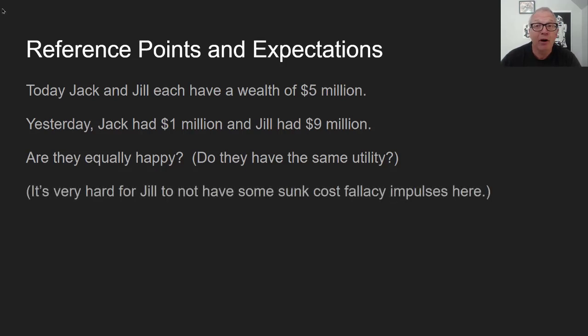And notice it would be very hard for Jill to not have some sunk cost fallacy impulses here, or want to fix it, or want to act in a way that gets her back to her previous state, right? To regain the losses that she's suffered. Whereas Jack is just psyched, and maybe he's going to be reckless. Maybe the first thing he does is go and spend $500,000 on a Ferrari, whereas Jill wouldn't do anything like that. Even though she's got the same amount of money, she'd be conservative or careful or thoughtful to try to get her money back.